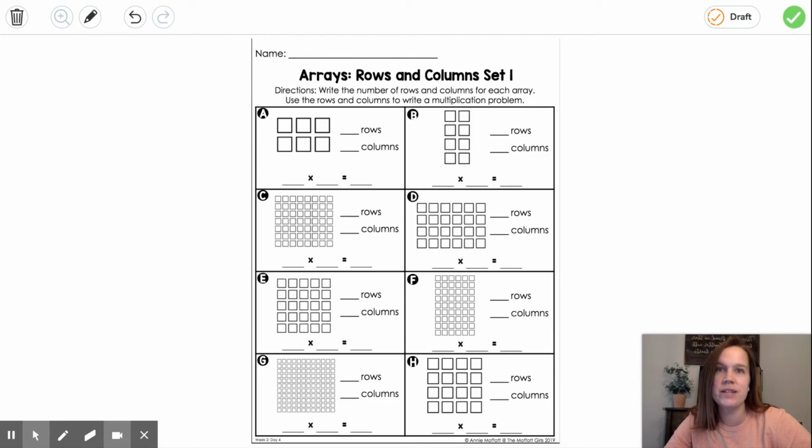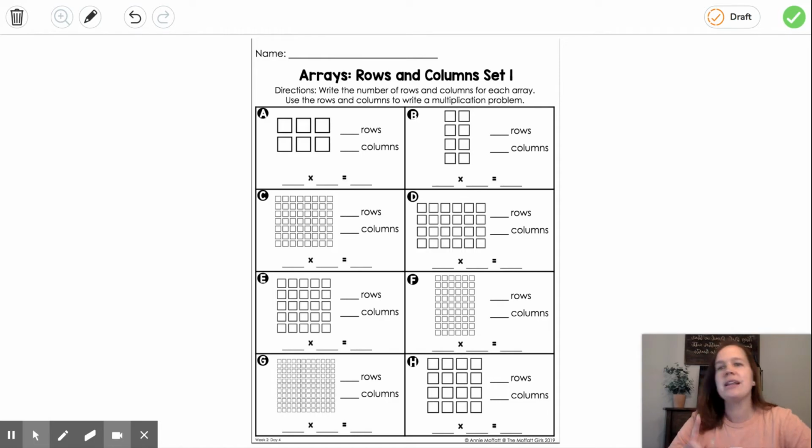So if you went to school today and picked up your packet, then you might have already been working on things. But for this week for math, day 1 is arrays. We're going to be reviewing our multiplication and division skills this week. So your worksheet for today was arrays, using rows and columns to help us make our multiplication sentences.